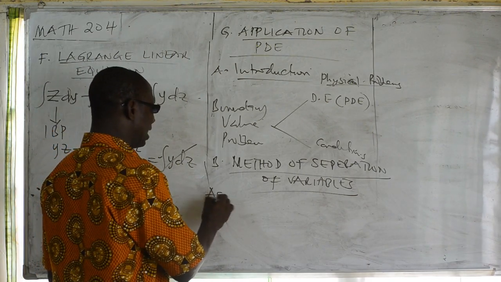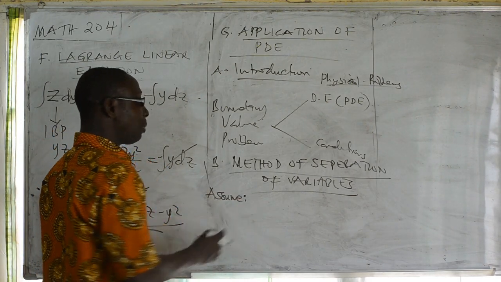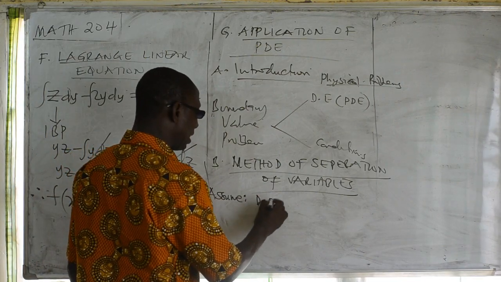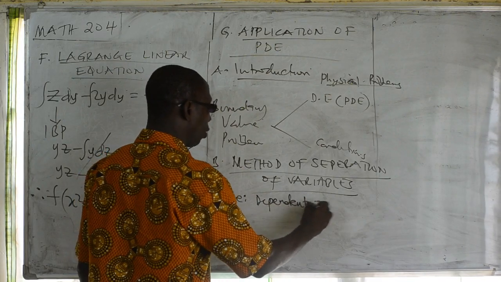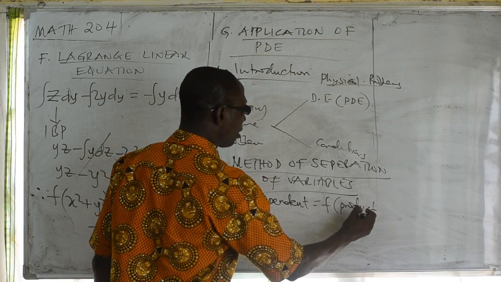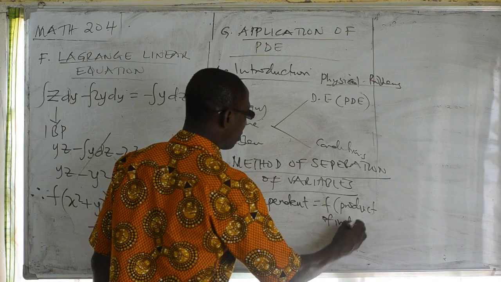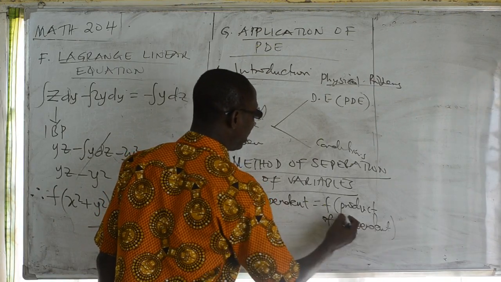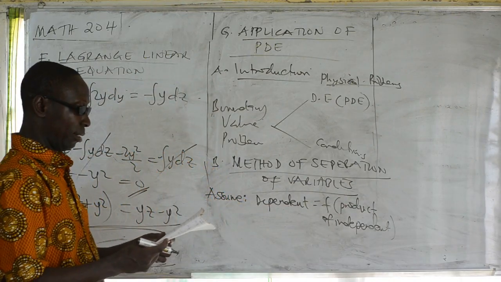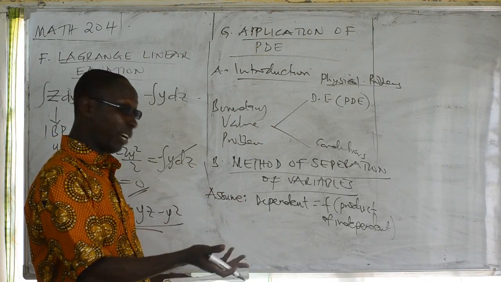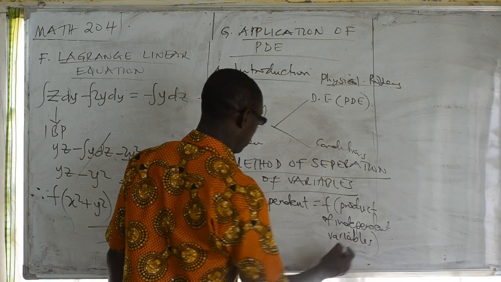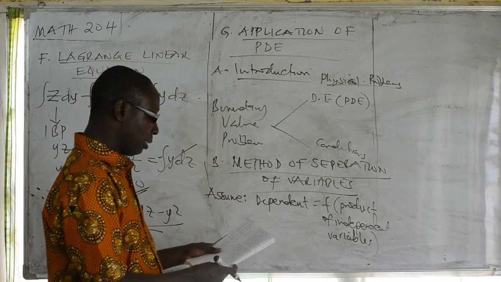Here we're supposed to make a certain assumption. First, when the problem is given, what you have to do is assume that the dependent variable is equal to a function of the product of the independent variables. I've taught you what dependent is. The dependent is equal to a function of the product of independent, and when I say independent, I mean independent variables. Okay, so let's move on and look at an example.